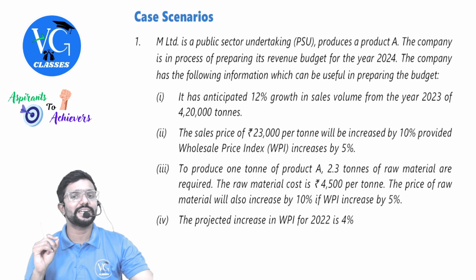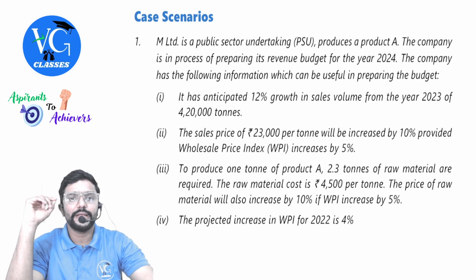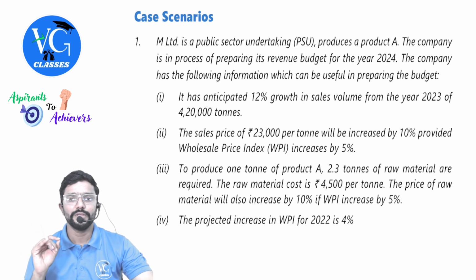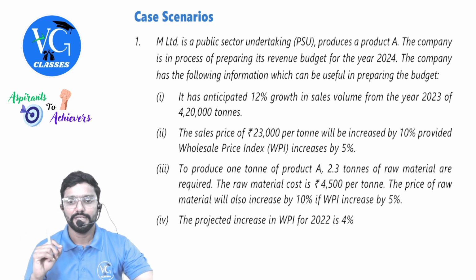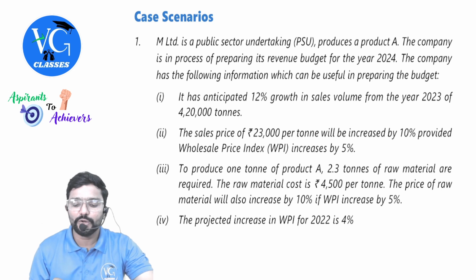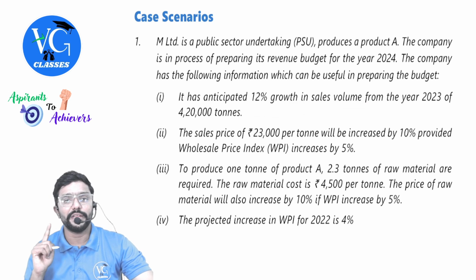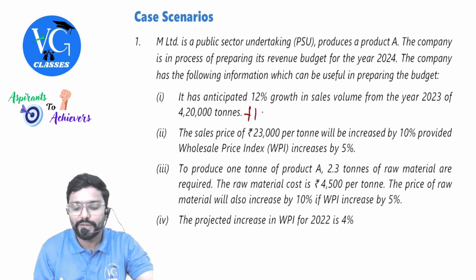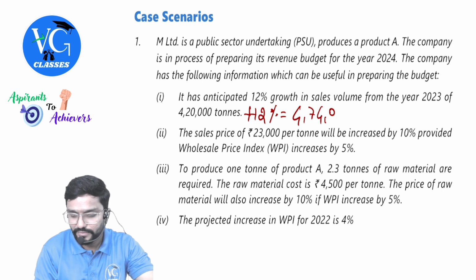M Limited is a public sector undertaking, PSU, which produces a product A. The company is in the process of preparing its revenue budget for the year 2024. The company has the following information which can be useful in preparing the budget. It has anticipated 12% growth in sales volume quantity from the year 2023 of 4,20,000. Guys, add up. Here only we will calculate. Plus 12%. 4,74,000.